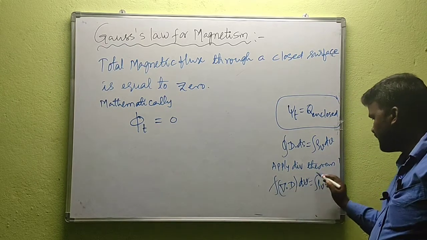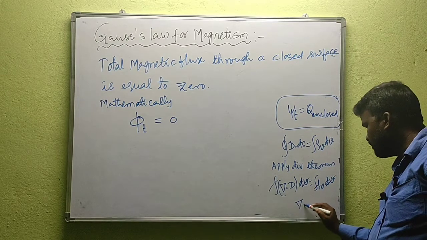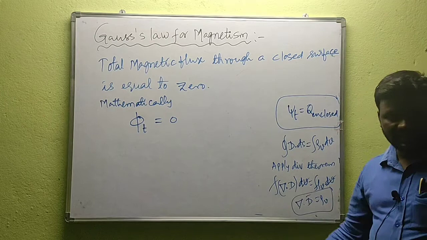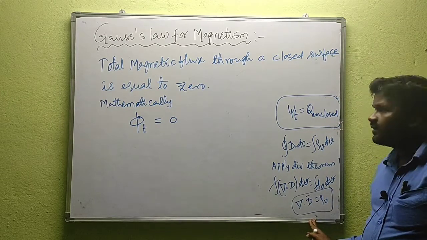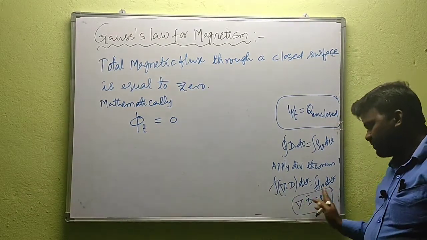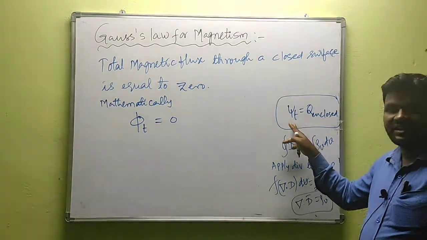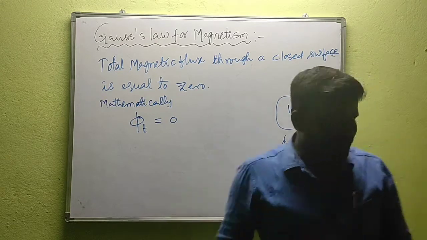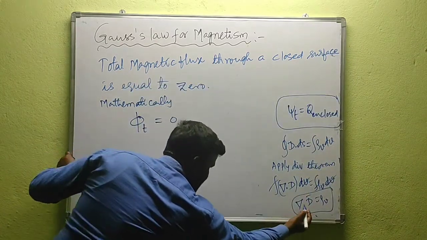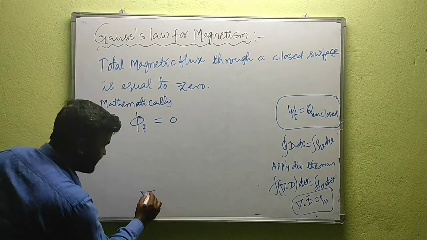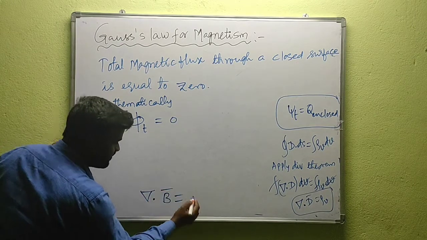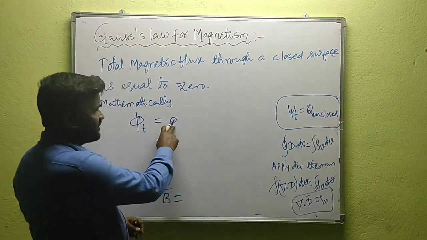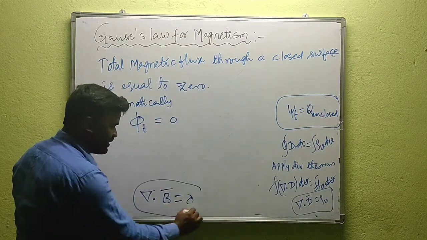As the integrals are equal, the integrands should be equal. Therefore, del dot D is equal to rho v. This is the derivation of one of the Maxwell's equations by using Gauss law for electricity. Here we need to derive a similar equation, but instead of D we will get del dot B is equal to what? Here we have something on the right hand side, whereas in this case nothing, means 0. So del dot B equals 0.